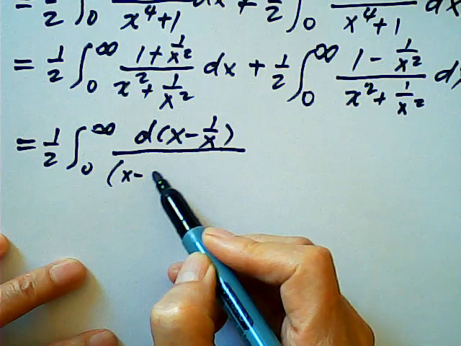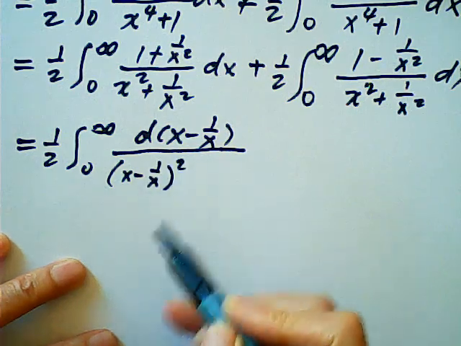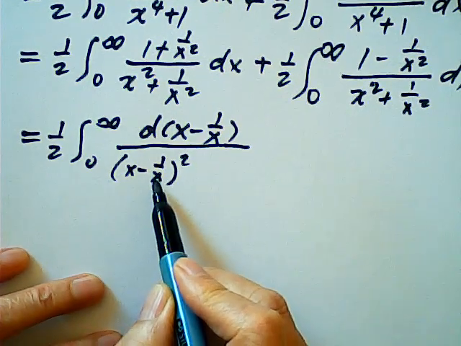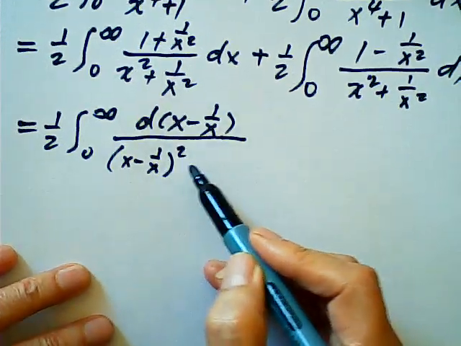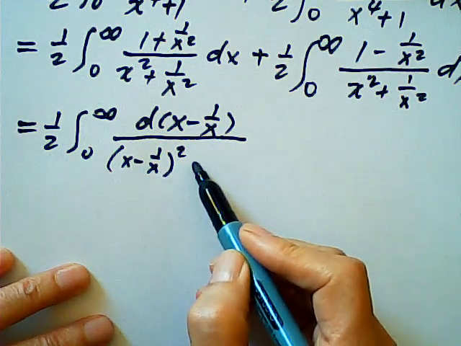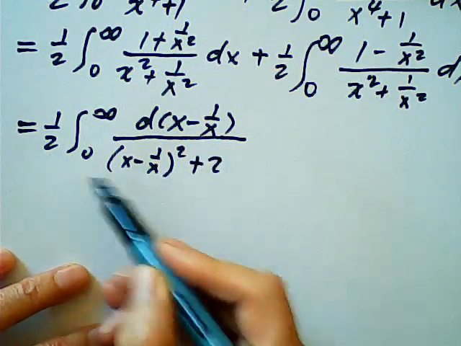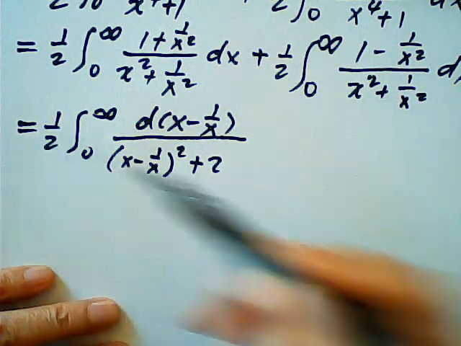This is x minus 1 over x, squared. Okay, so the first term, this one's the last term. The midterm is negative 2. So when I add the 2, see, then equal signs back.